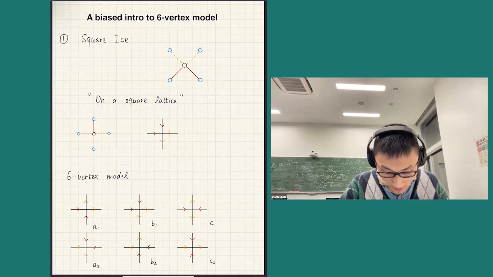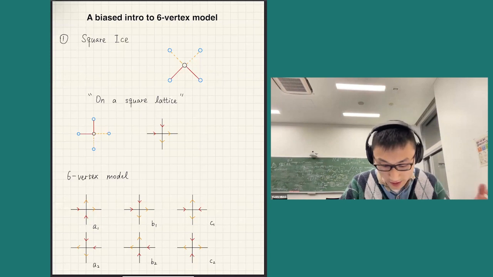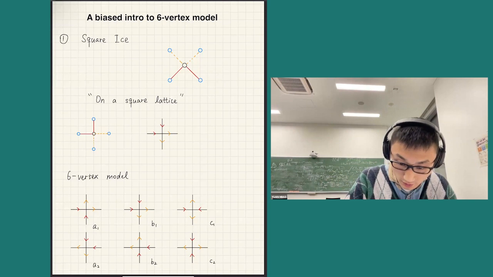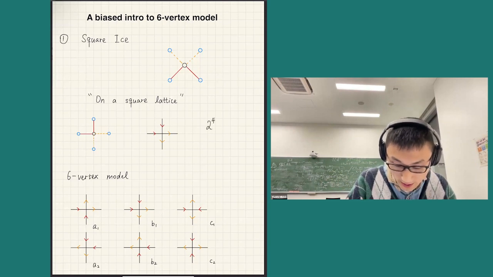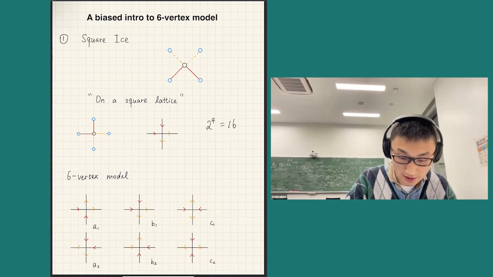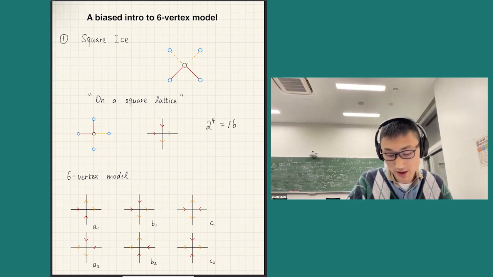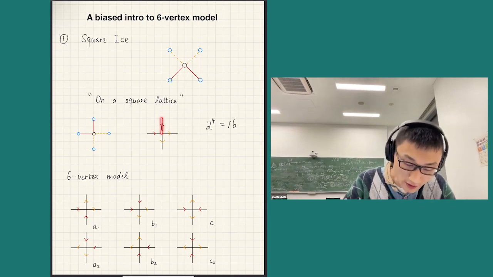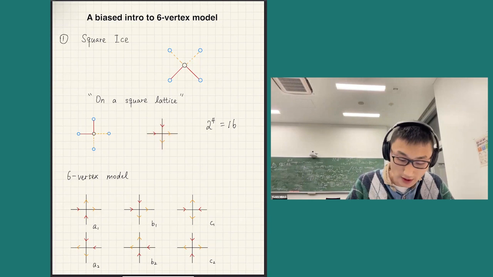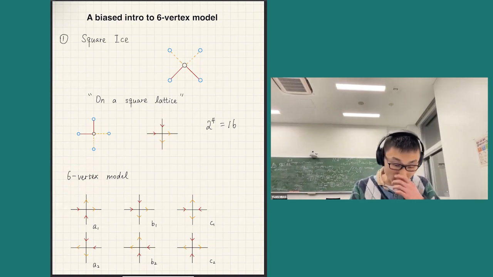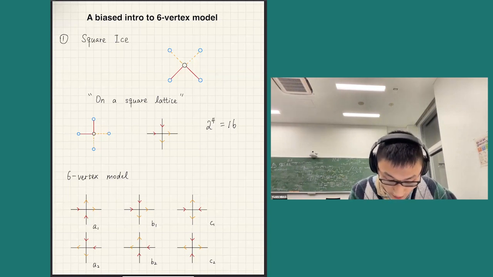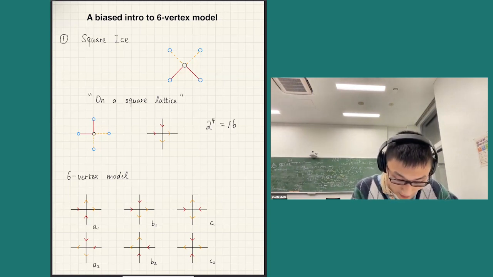Normally, if we put arrows on the edges of the square lattice, we would expect 2 to the power of 4, which is 16 configurations, just because each arrow can either go in or out. But because of the ice rule I was describing, namely 2 arrows go in and 2 arrows go out, it reduces to only 6 configurations, which I denote here.